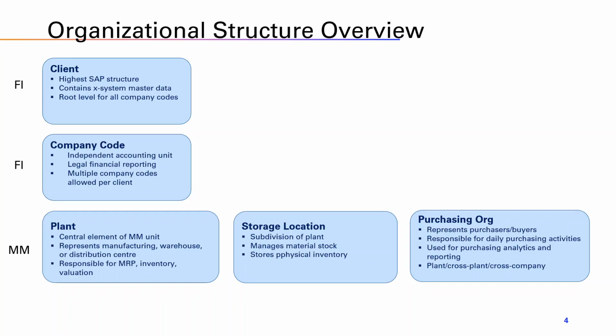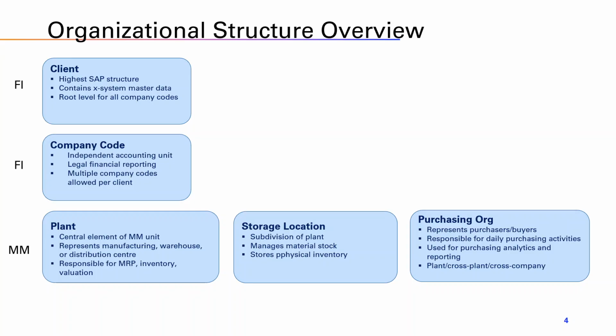This diagram gives a high-level overview of how SAP is structured. Think of it like a building. The client is at the top. Company code sits under the client. Plant belongs to company code, and store location belongs to plant.